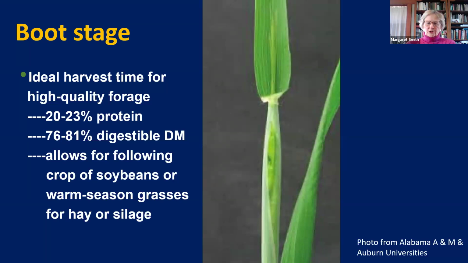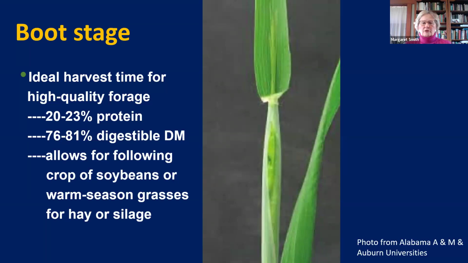So let's look at the boot stage. I'm never sure exactly why this is called the boot, except I know in Britain, the boot is the trunk of your car. The head is enclosed in that sheath. Is that related to boot? But this is the best time. If you look at timing of small grain growth development, this is the best time to harvest for forage if you're looking for high quality and a compromise between high quality and high yield. It's 23% protein, highly digestible at this stage.